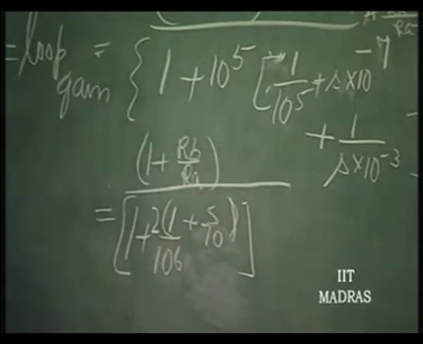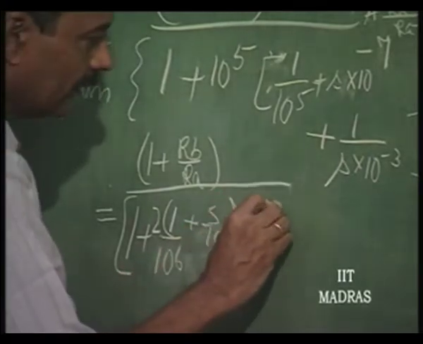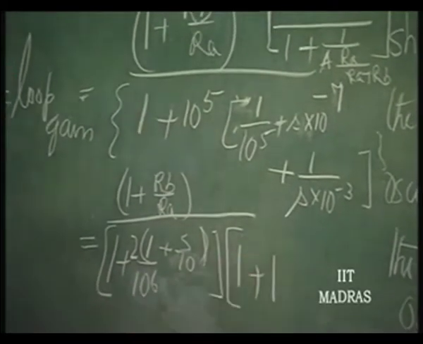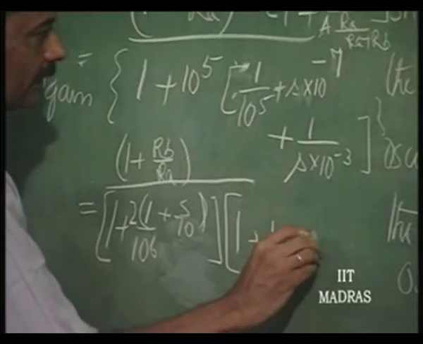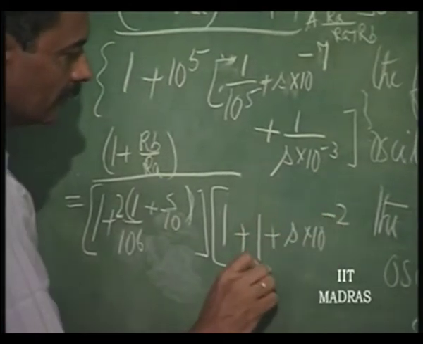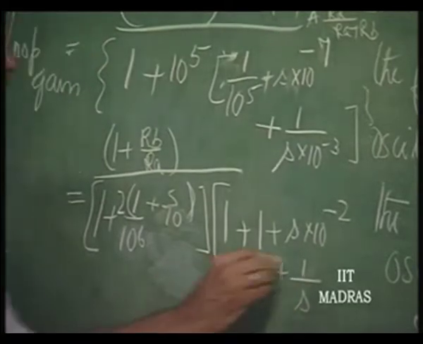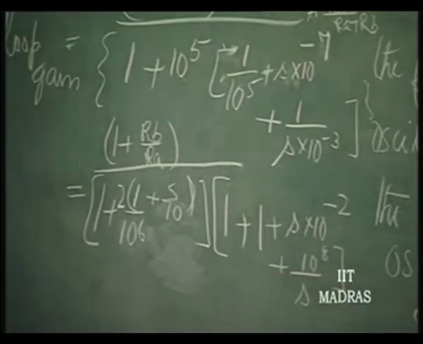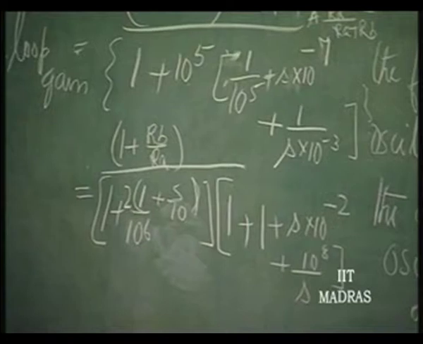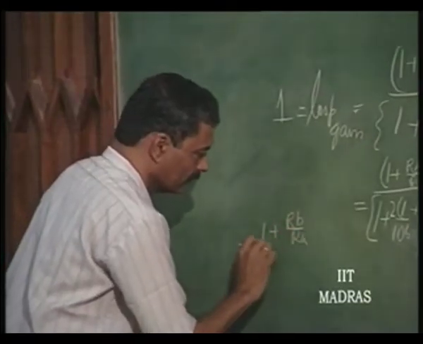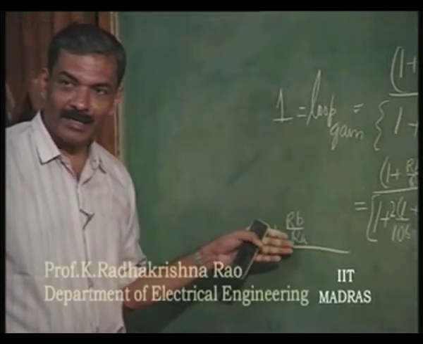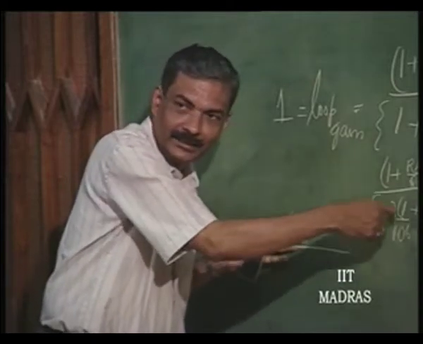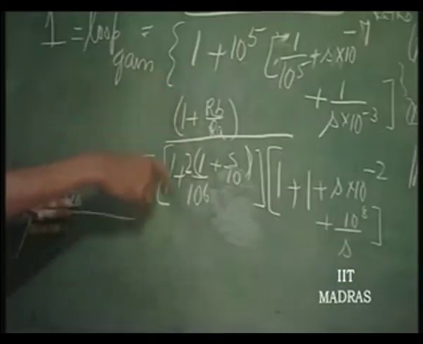So, this is an approximation, to a certain extent, into 1 plus 10 to the power 5 by 10 to the power 5, that is 1, plus S into 10 to the power minus 2 plus 1 over S into 10 to the power 8. So, this is equal to 1 plus Rb by Ra. Once again I say that Rb by Ra we have taken as equal to 1 only in the non-ideality. It will be close to 1, but will be different, that value is going to be fixed by this.